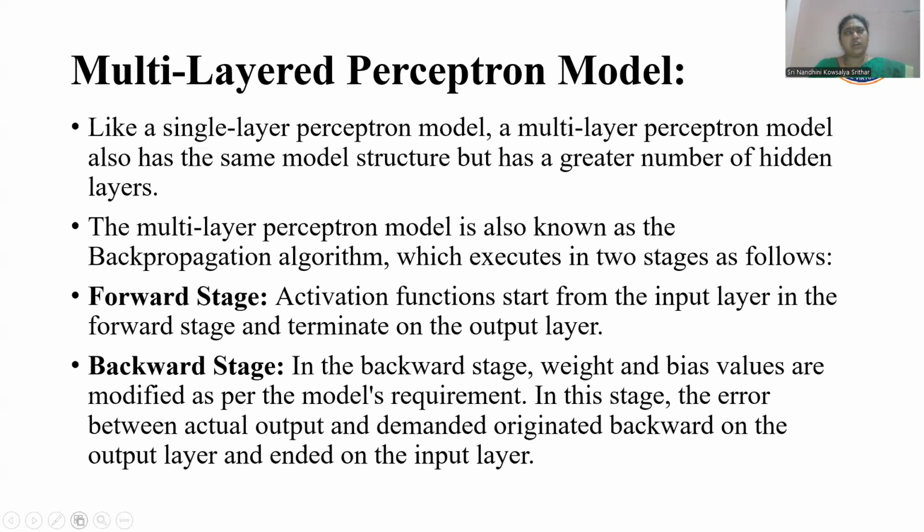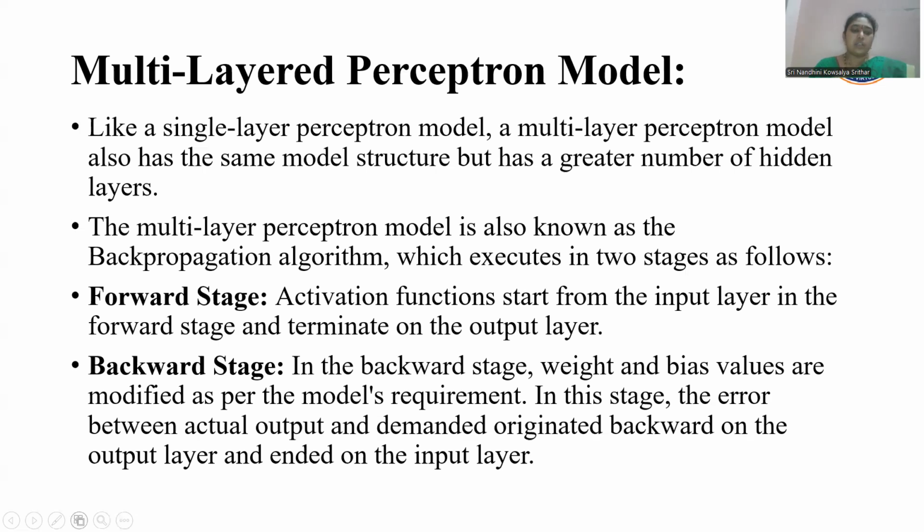Then after comparing the values of the output and the input, if we get a difference, we can change the bias and weights of the inputs, which comes from the backward stage. For example, if we have 5 hidden layers, from the last hidden layer itself we change the input weights and the bias value, and then we apply the activation function.